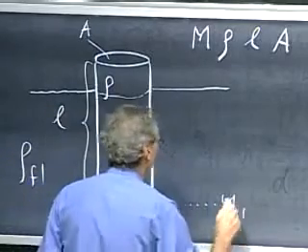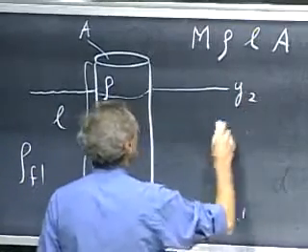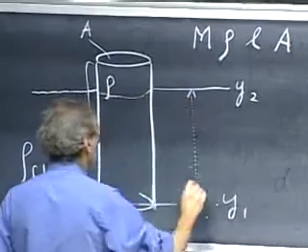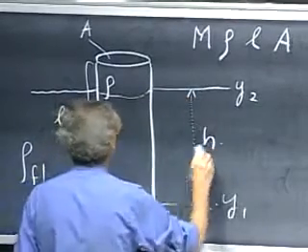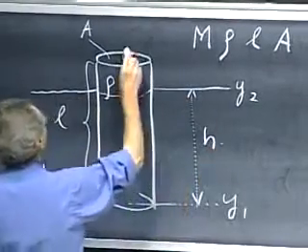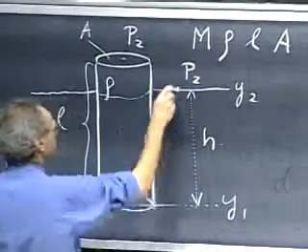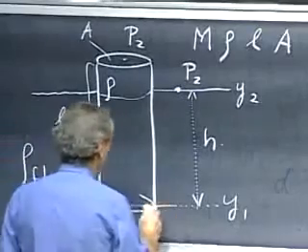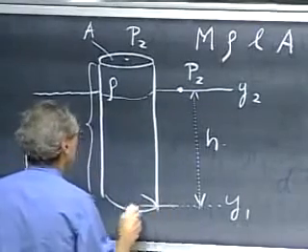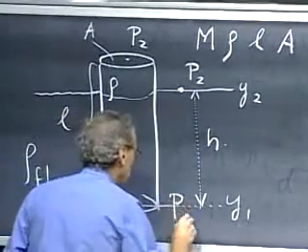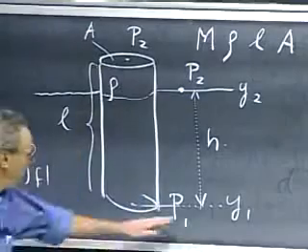I call this level Y1, this level Y2. The separation is H. And right on top here there is the atmospheric pressure P2, which is the same as it is here on the liquid. And here we have a pressure P1 in the liquid.